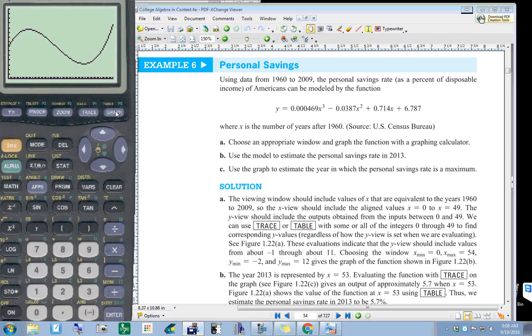1960 to 2013, how many years is that? So we're going to hit trace, put in 53, enter. Okay. So what they're saying there, according to this model, in 2013, the savings rate was 5.74%. Okay, so that's what was being saved, 5.74%. Does that seem reasonable? I guess so, according to this model. It does, though, doesn't it? That's really all that we're taking a look at here.